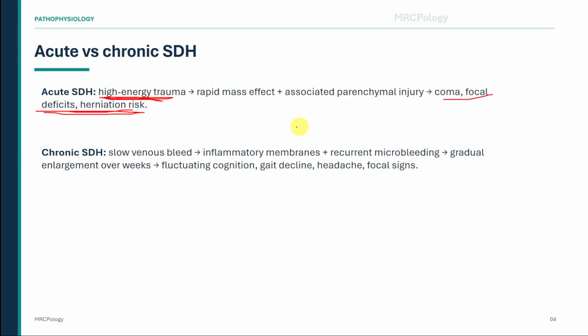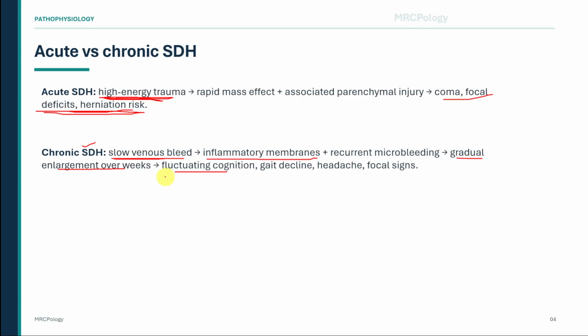In chronic subdural hemorrhage, the story is different. The bleed is slower and venous. Over time, inflammatory membranes form around the collection, and recurrent small bleeds from fragile vessels can make the hematoma gradually enlarge. This is why symptoms may appear over days to weeks rather than immediately.